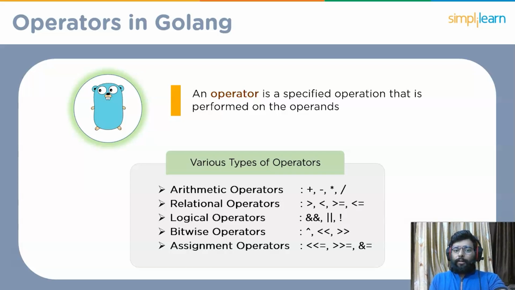The next is logical operators. It includes logical and, logical or, and logical not operator. They are used to combine two or more conditions. The next we have is bitwise operators. In Go language, there are 6 bitwise operators which work at bit level or are used to perform bit by bit operations. That are bitwise and, bitwise or, bitwise xor, left shift, and right shift. The next we have is assignment operators. The assignment operators are used to assign values to variables, that is, plus equal to, minus equal to, multiplication equal to. So now we will see some examples to understand the operators.